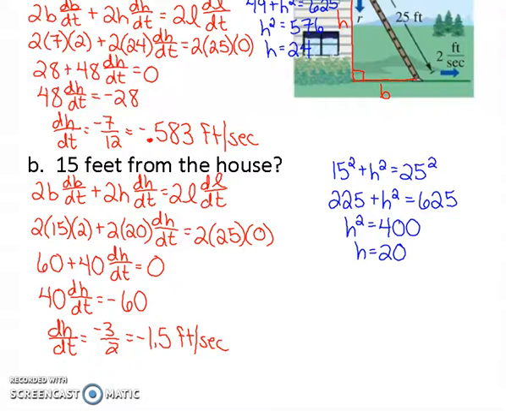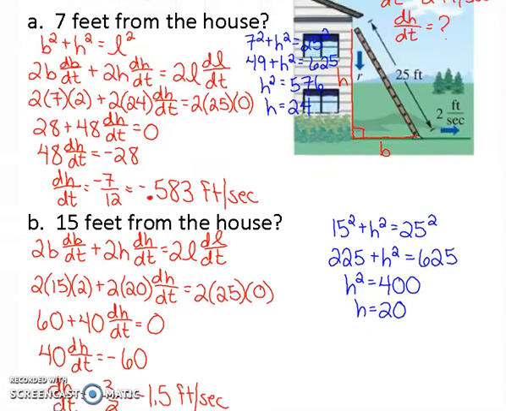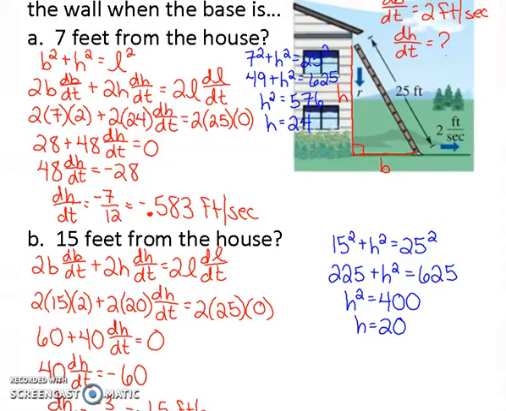Notice that in both A and B, my rates of change came out to be negative. If you think about it, that would be logical that they should be negative, because if my ladder is sliding down the house, then the height up the house is going to continue to get smaller until the ladder hits the ground. So since that height's getting smaller, its rate of change should be negative.